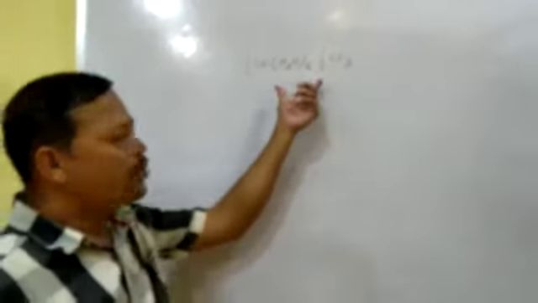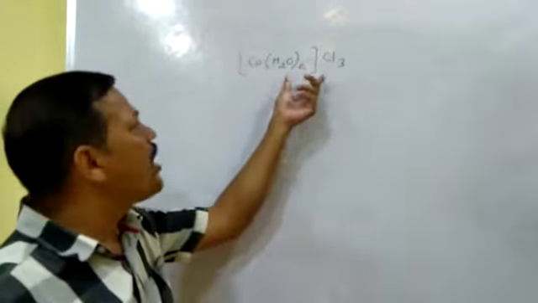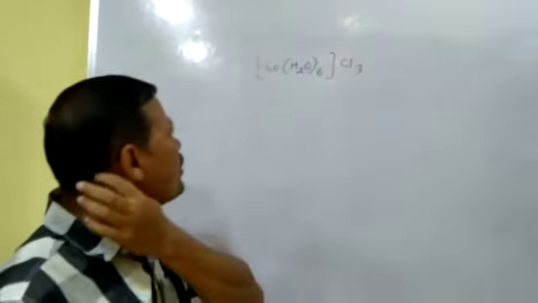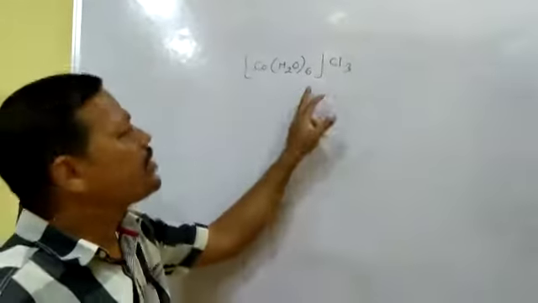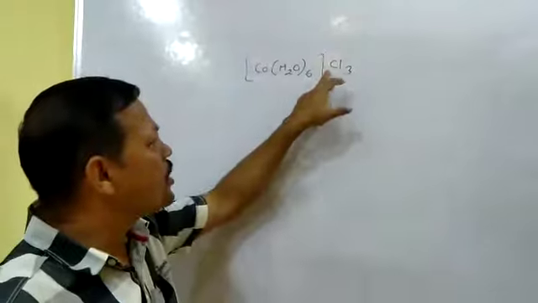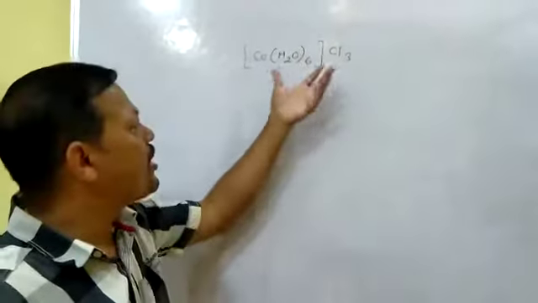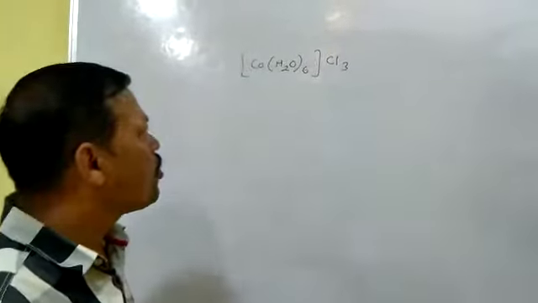Okay, this is one example of a complex. I have written one complex here. What type of complex is this one? This is a salt-like complex because outside of the square brackets some ions are present. That's why this type of complex is called a salt-like complex.